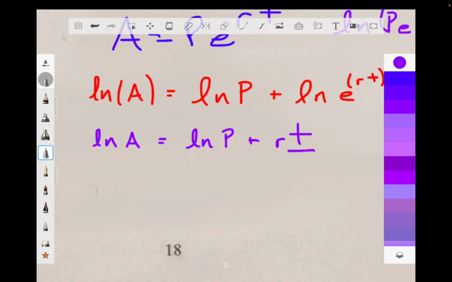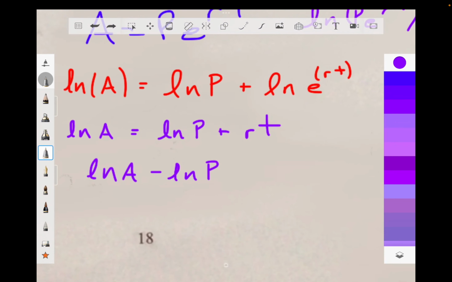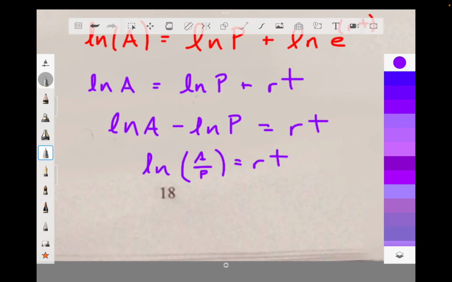And then we could just solve for T here. It's going to be natural log of A minus natural log of P, which we could use that rule to change it to a different thing. And then it's going to be equal to RT. I'm going to rewrite this one as natural log A over P equals RT. And then to bring T by itself, you divide by R.